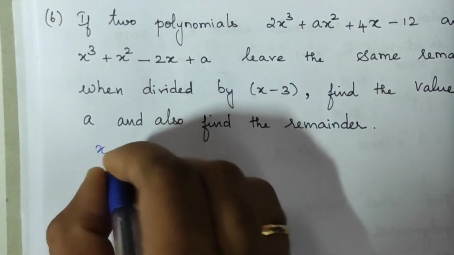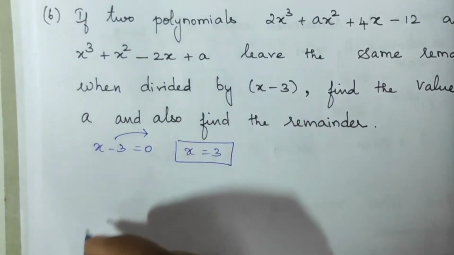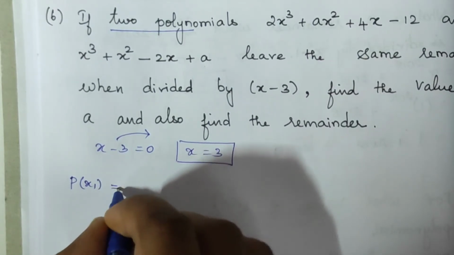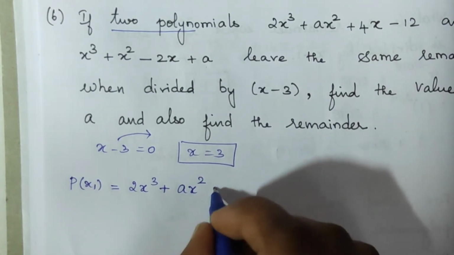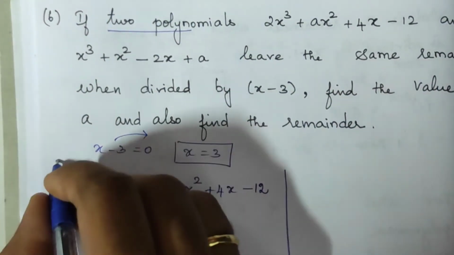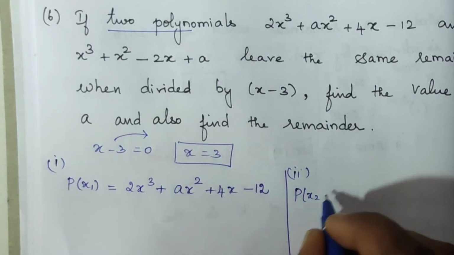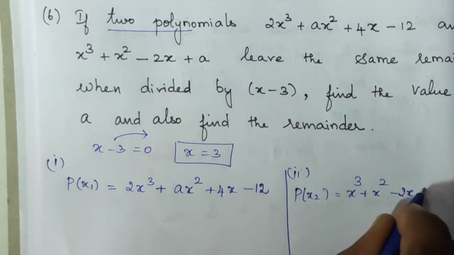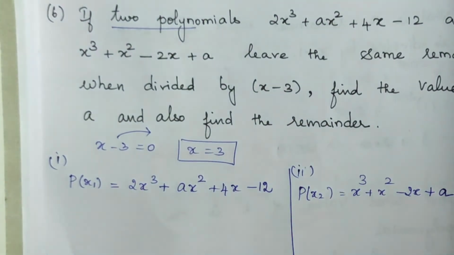So x minus 3 is equal to 0, therefore x is equal to 3 when you take it to the other side. Since it is two polynomials, I'm going to consider the first polynomial as p of x1, that is 2x cube plus ax square plus 4x minus 12. This is the first polynomial, and the second is p of x2, the second polynomial, x cube plus x square minus 2x plus a. Now substitute 3 in these two polynomials and find the remainder.